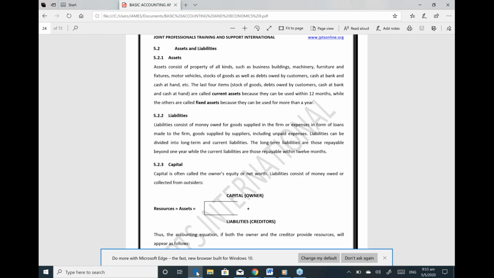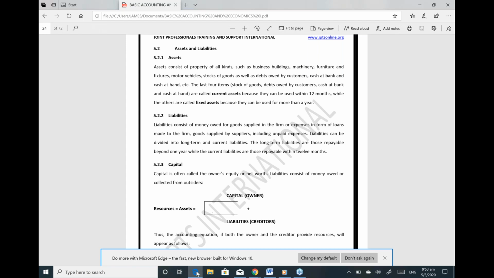Current liabilities are the money owed, for example to banks, that has to be paid within a span of 1 year. So the long-term liabilities are those repaid beyond 1 year, while the current liabilities are those repaid within 12 months. Then we look at capital. Capital is often called the owner's equity.